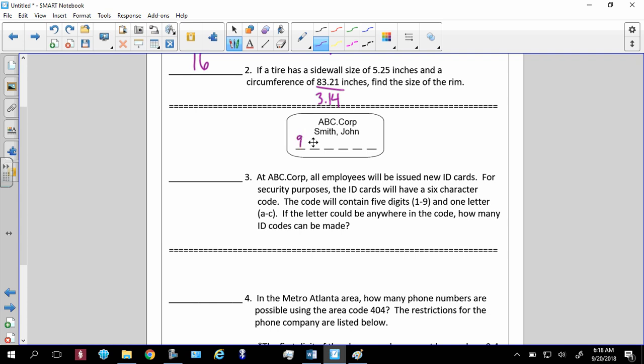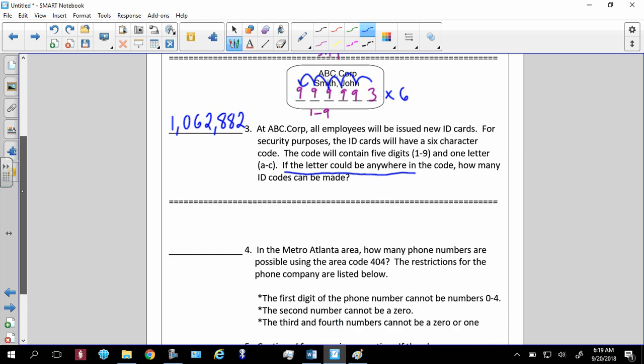All right, so that's a 9, 9, 9, 9, 9, because remember, 1 through 9 is 9 possibilities, and one letter A, B, C are 3. All right. Now, the letter could be, let me do this in another color so it stands out. The letter could be here, here, here, here, here. So there are 6 total possibilities where it could be. So that means I'm going to take all this and multiply by 6 because of these words. The letter could be anywhere. 1,062,882.